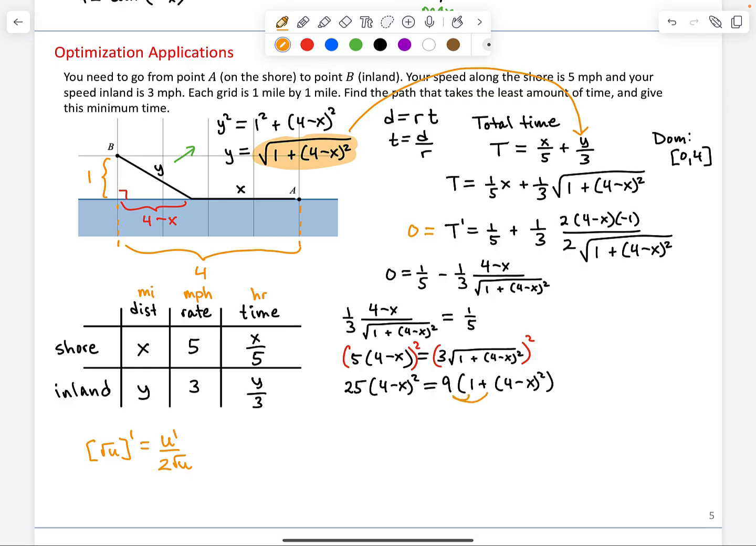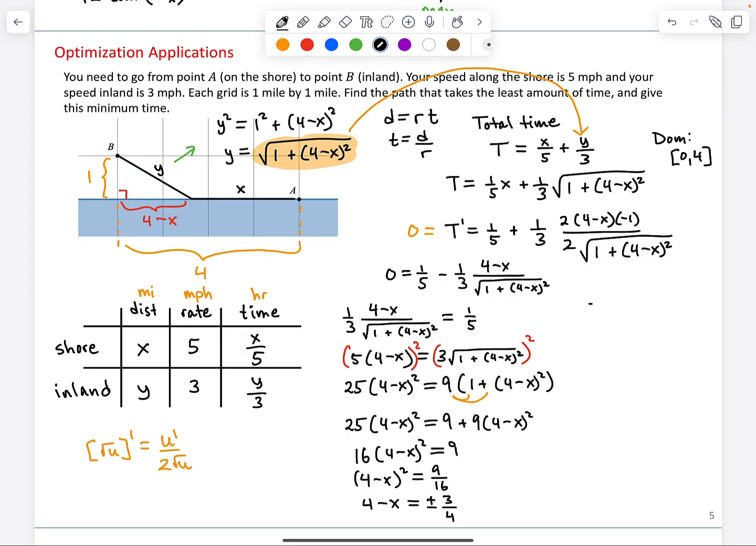Next I'll distribute this 9 to get rid of those outer parentheses. This term I'll subtract to the other side, and because it's similar to this term, I can just subtract the coefficients. So we have 25 minus 9, and we get 16 times (4 minus x) squared is equal to 9. Now divide by 16, take the square root. We'd have plus or minus, and the square root of 9/16 is 3/4.